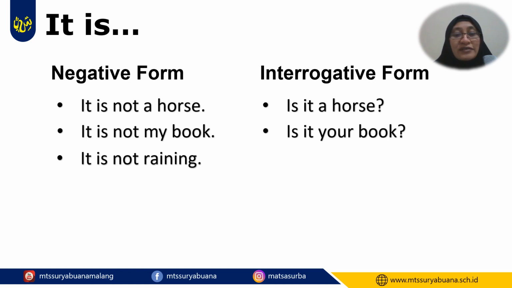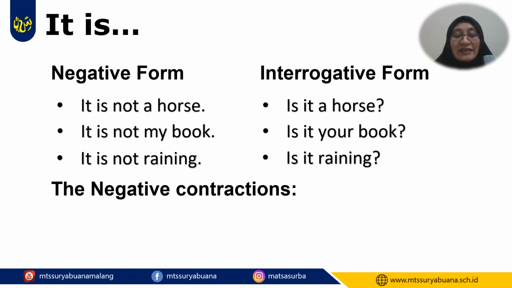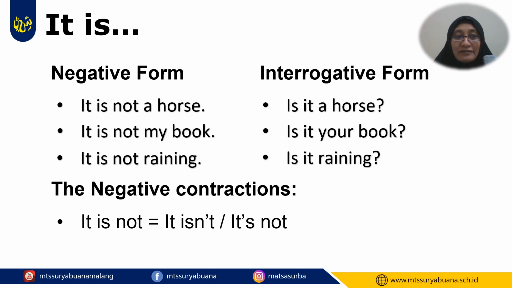Is it your book? Is it raining? Okay, and the form of it is here can be contracted to make it shorter. It is not becomes it isn't or it's not. For example, it's not a horse. It isn't my book. It is not raining becomes it's not raining.